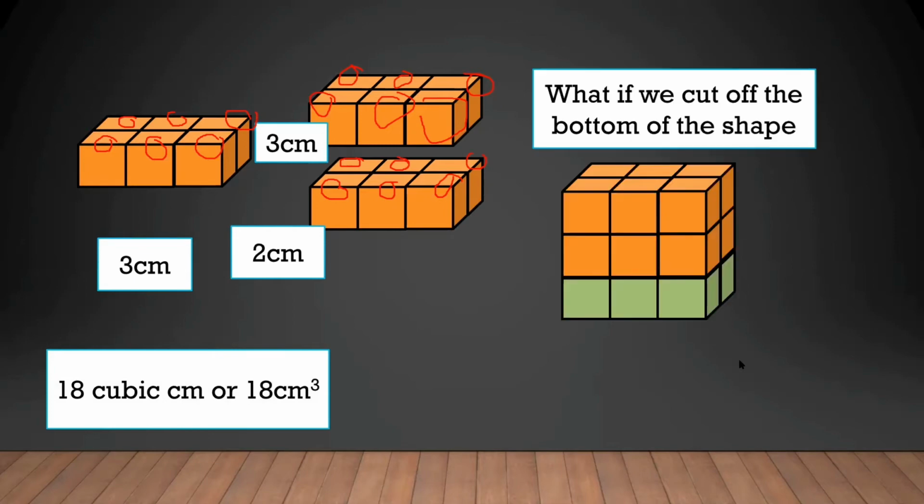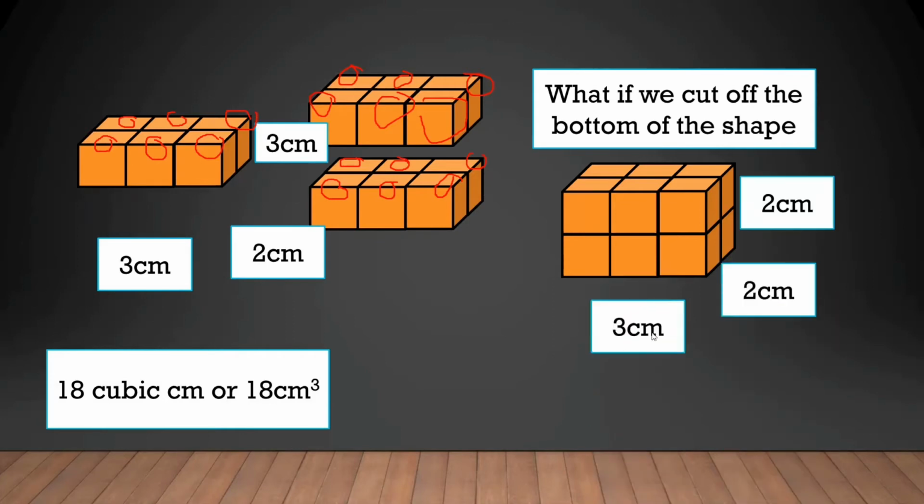Next is, what if we cut off the bottom of the shape? So, if etong figure natin is 18 cubic centimeter, paano naman kung tatanggalin natin yung bottom? So, ayan, tinanggal natin. So, now, what we are going to do is to find what is the new volume of the shape. So, the length becomes 3 cm, the width is 2 cm, and the height becomes 2 cm. So, kanina 3 cm yung height. Ngayon, 2 cm na lang.